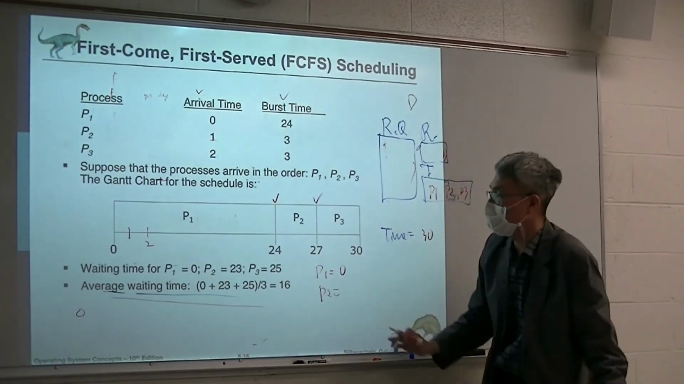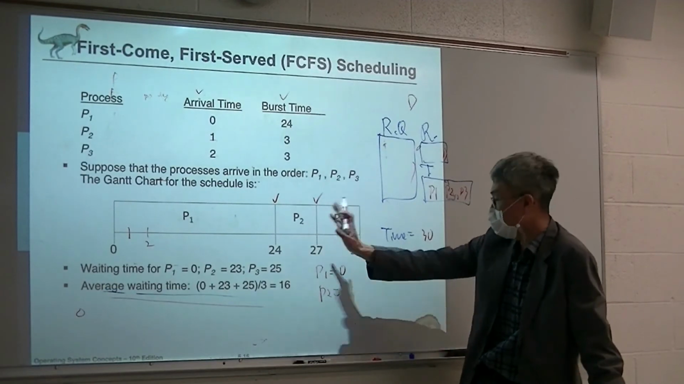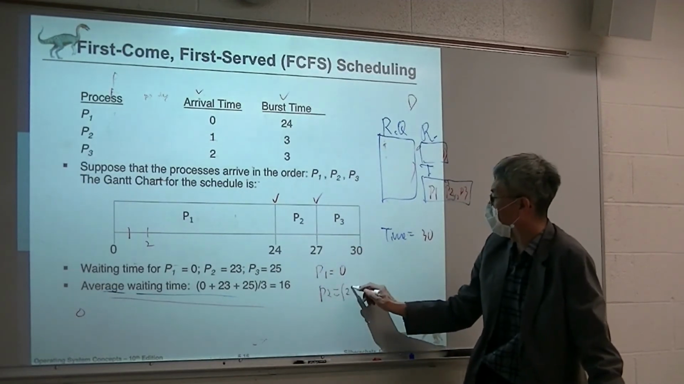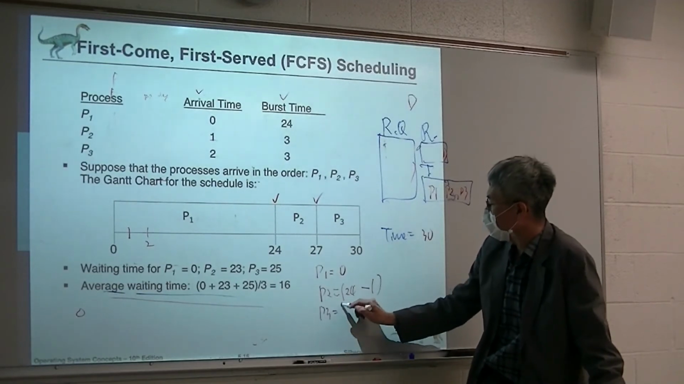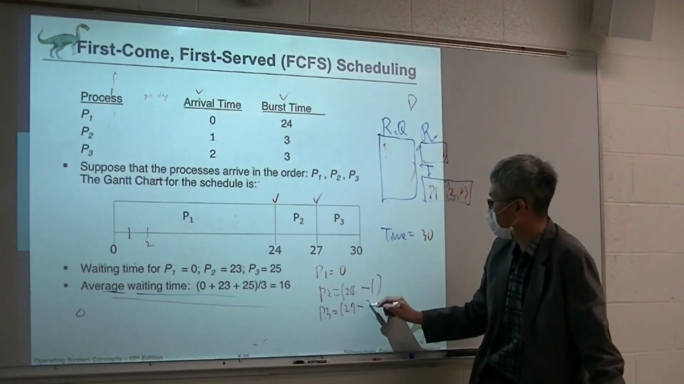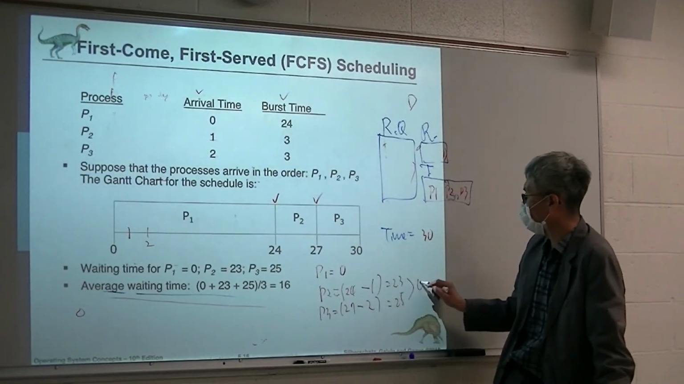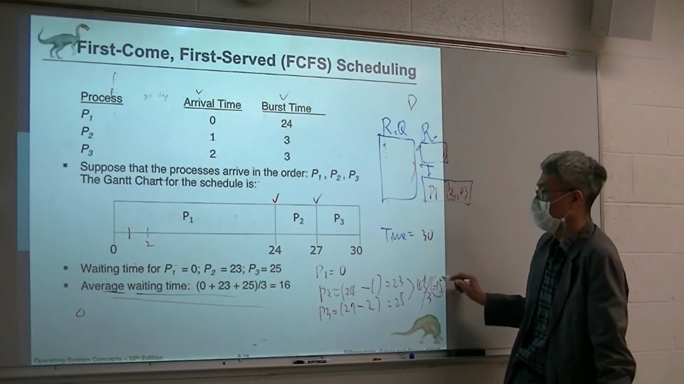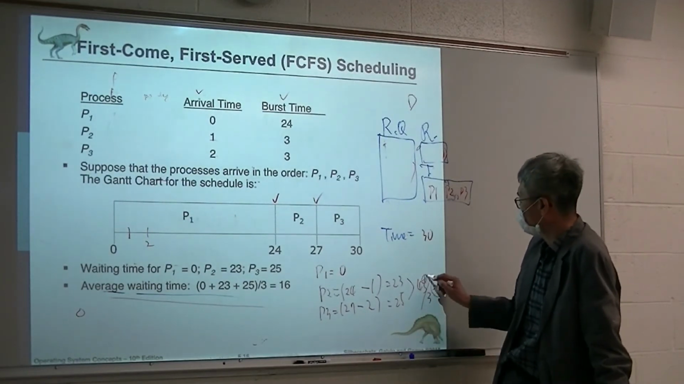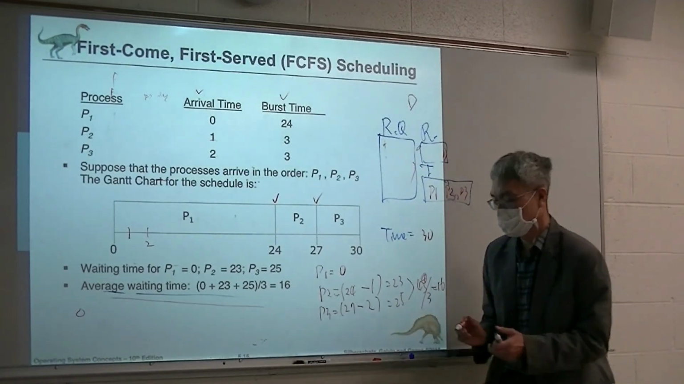Then, if you calculate the average waiting time, P1, obviously 0, P2, 24 minus 1, the arrival time. P3, 27 minus 2. So this is 23, this is 25, the total is 45, divided by 3, it's 15. Is it 15? Or is it 8? 16. Okay.